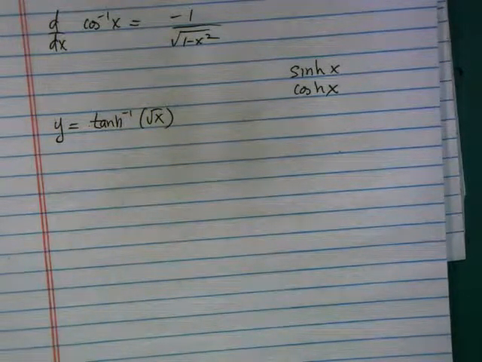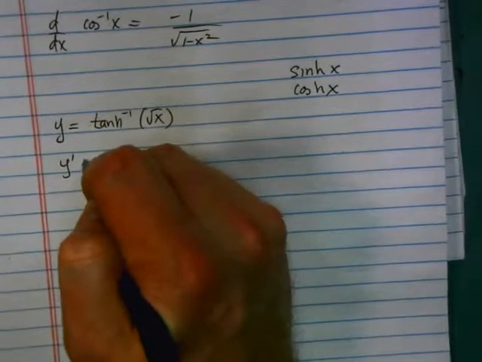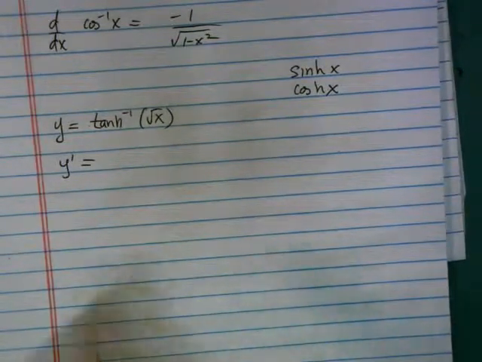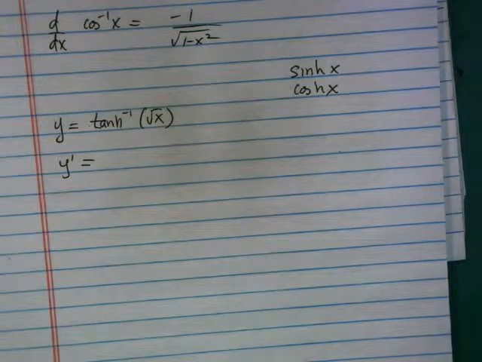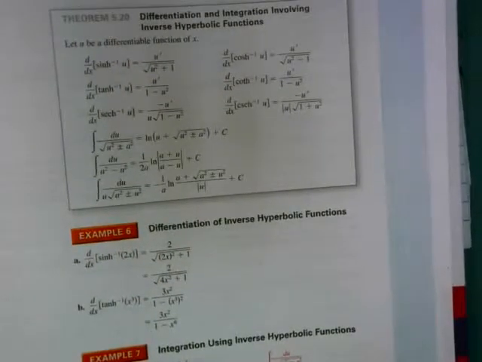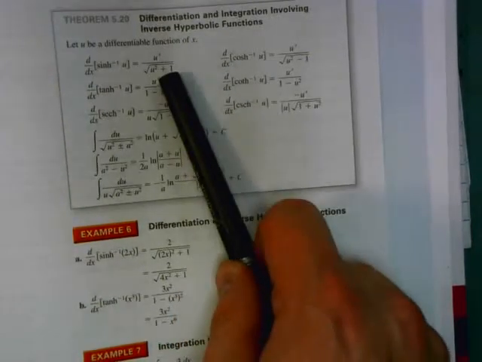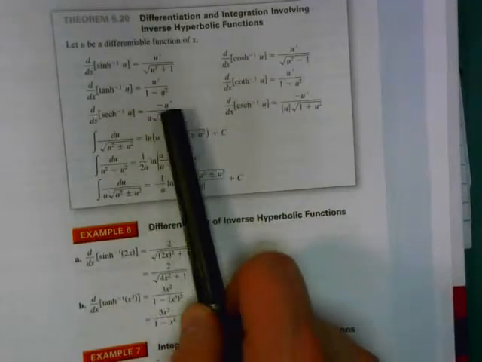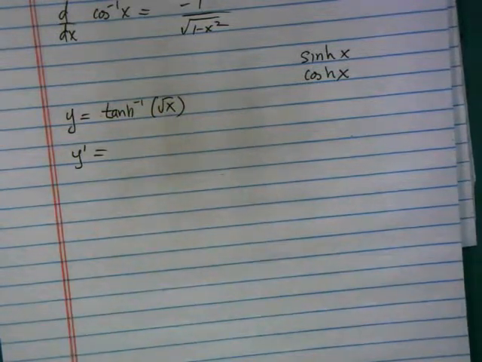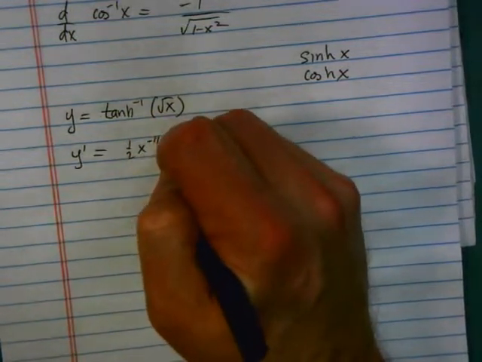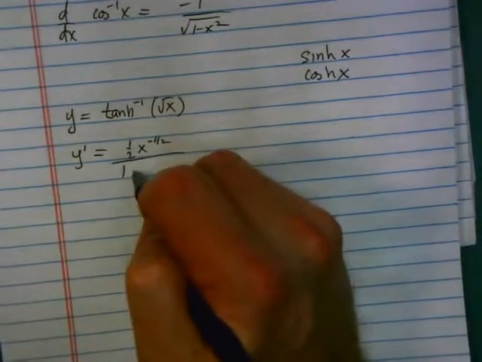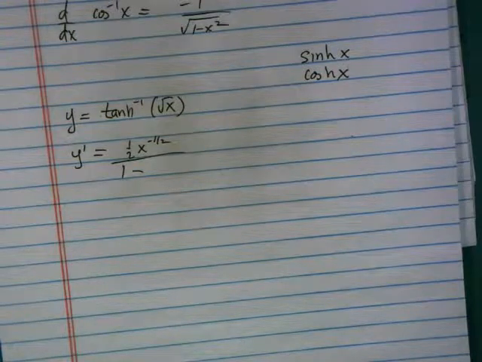All right. Anyway, we want to find the derivative. Y prime is. How do you find the derivative of that function? Well, you grab your formula card, right? And you look it up. So, for hyperbolic tangent inverse, we're going to have the derivative of the thing divided by 1 minus the thing squared. All right, so our thing is square root of x. So what's the derivative of square root of x? 1/2 x to the negative 1/2 divided by 1 minus the thing squared, x. So there it is. That's all there is to it.